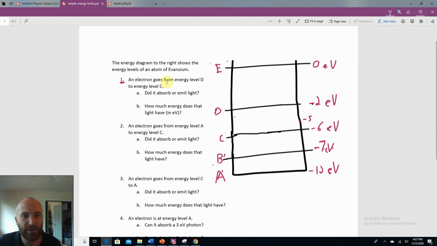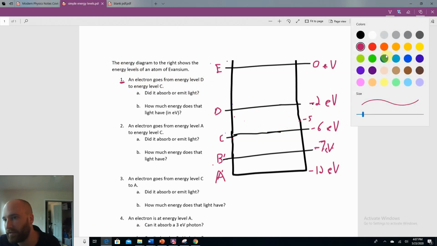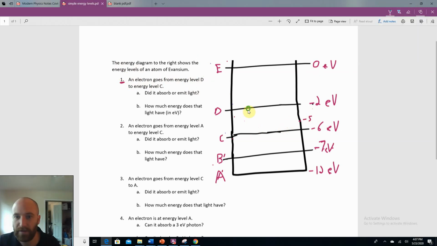Number one, an electron goes from energy level D to energy level C. So we're going to start on energy level D, and we're going to go down to energy level C. So that's a transition that an electron could do. It's going down the chart. It's lower in energy. Okay. So did it absorb or emit light? I would say that it went down the chart, right? You lost energy. If you lost energy, it's because you released it.